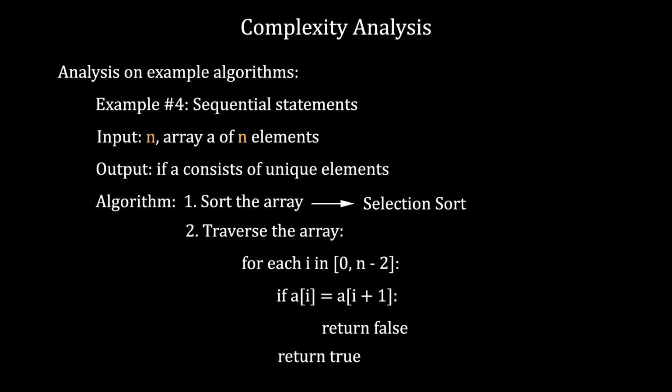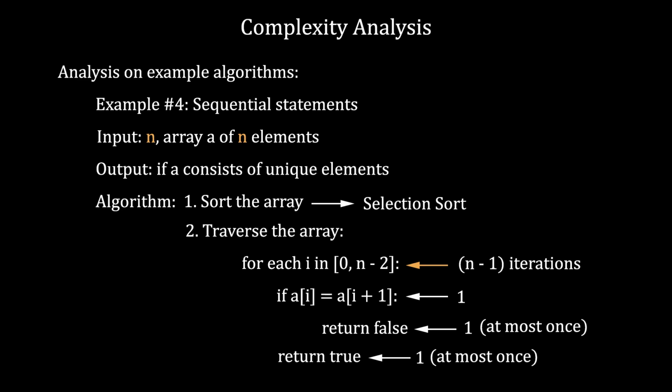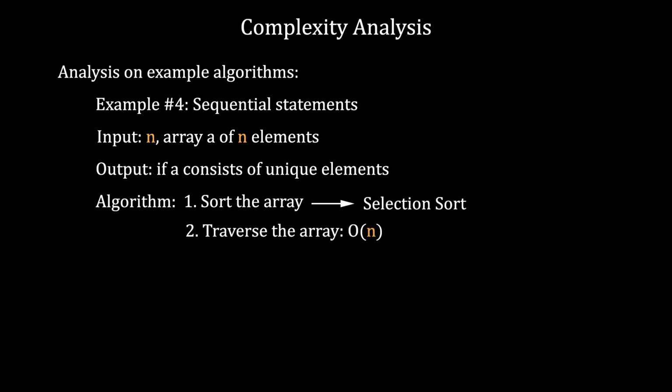What are the fundamental operations here? The comparison inside the if statement and the returns. The for loop makes at most n-1 iterations, and each of the returns is performed at most once. So even in the worst case scenario in which the for loop performs all the n-1 iterations, and then something is returned, we will have n operations and the time complexity of big O of n.